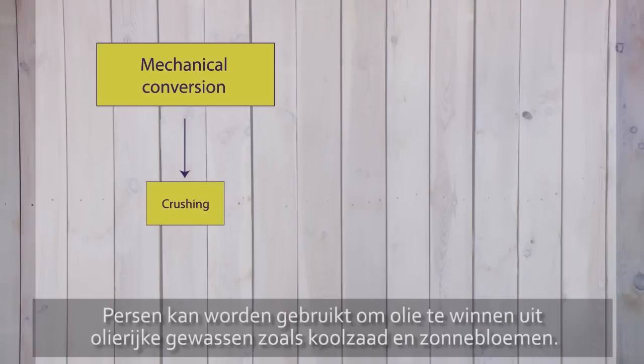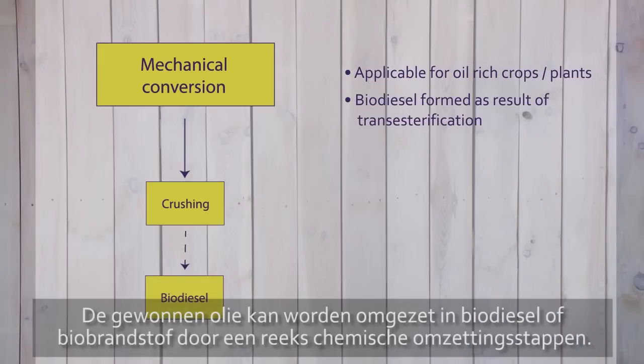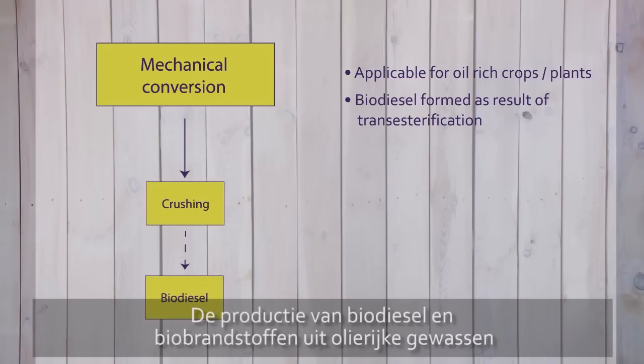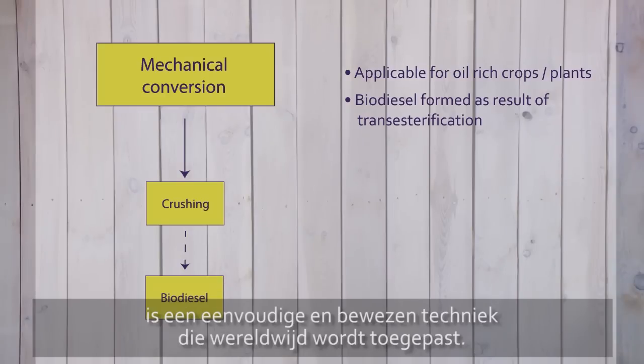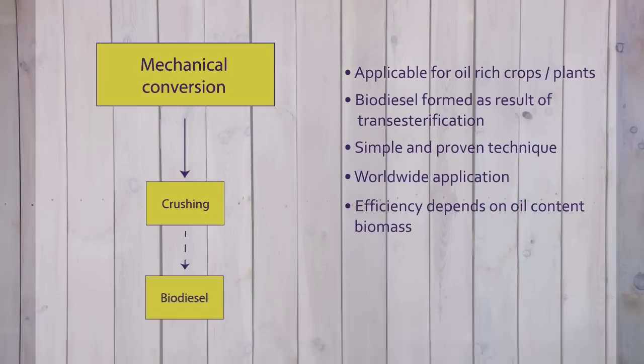The most common technique for mechanical conversion of biomass into bioenergy is called crushing. Crushing can be used to extract oil from oil-rich crops such as rape and sunflowers. The extracted oil can be converted into biodiesel or biofuel through a series of chemical conversion steps. The production of biodiesel and biofuel out of oil-rich crops is a proven and simple technique that is applied worldwide. The efficiency of crushing depends on the oil content of the biomass.